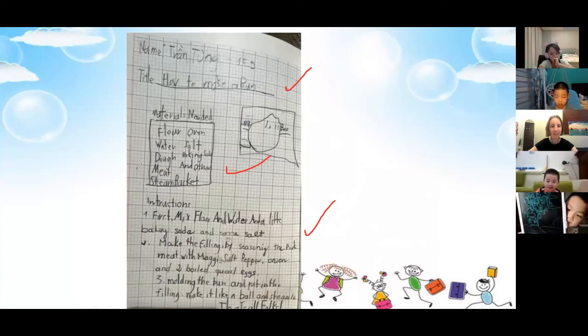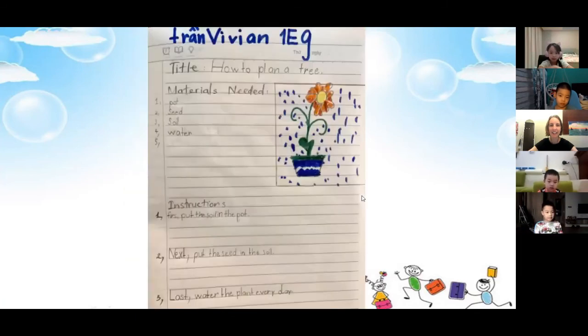Tom did very well. He remembered to put the time order words. He has a nice picture of the bun. He has a title and everything that he needs. Very good. Okay, do we have anyone else?